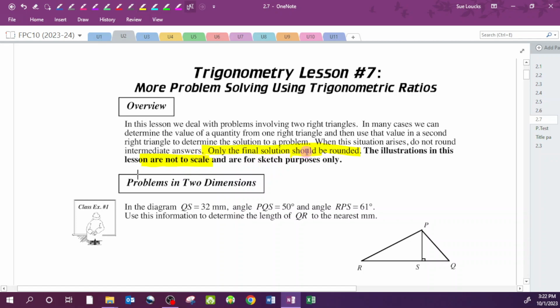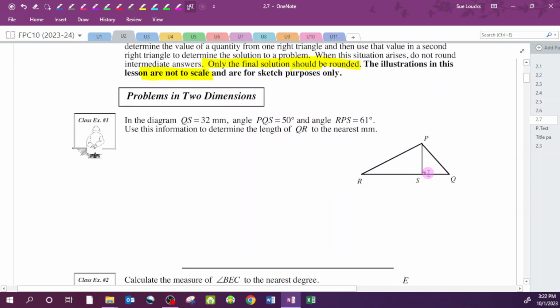In the diagram given, QS equals 32, so I'm going to write that down here, 32 millimeters. Angle PQS, that means it starts at P, goes to Q, goes to S, is 50 degrees. And RPS is 61 degrees. And this one down here is, of course, 90, as is this one. And we are going to figure out the length of QR. It's the whole thing.